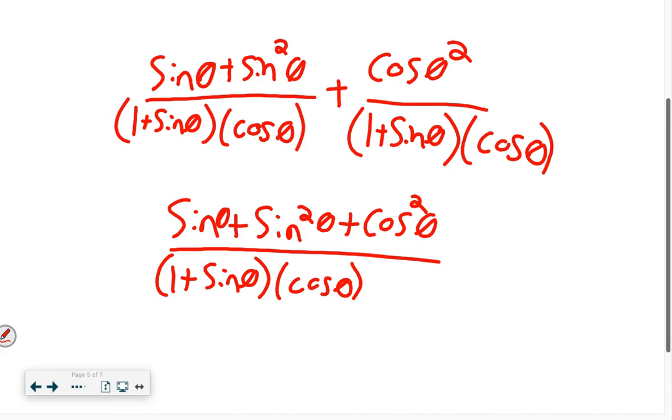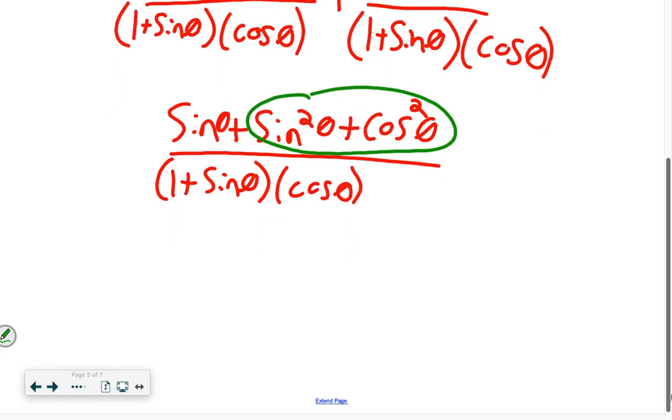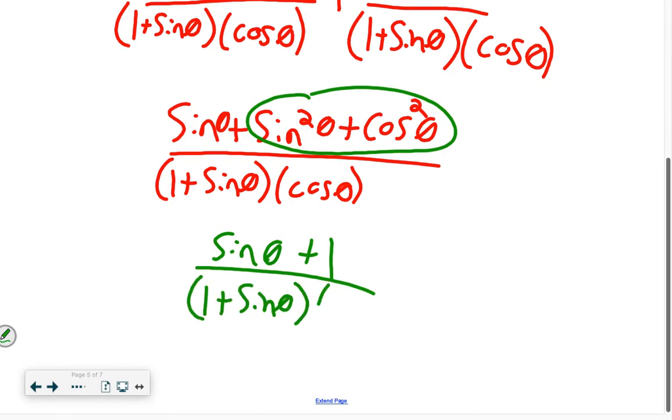Well, if you look, we have sine squared of theta plus cosine squared of theta. Okay, right? And so we have an identity that tells us that equals 1. So I'm going to rewrite what we have. We have sine of theta plus 1 all over 1 plus sine of theta times cosine of theta.